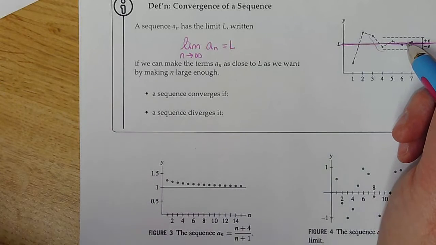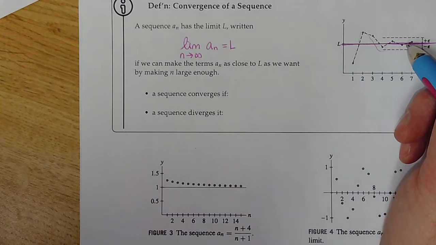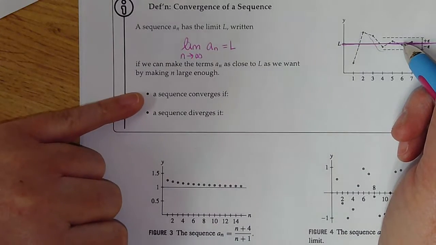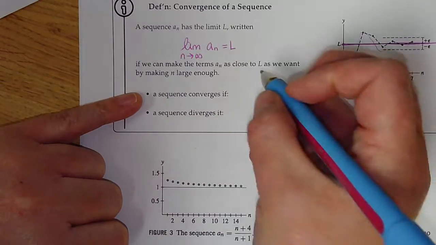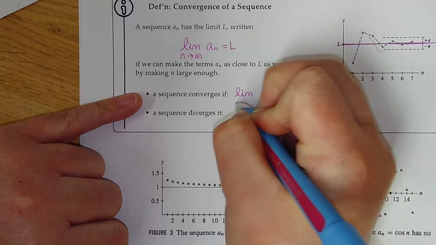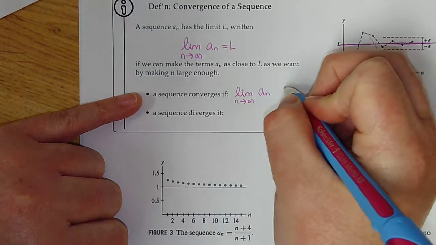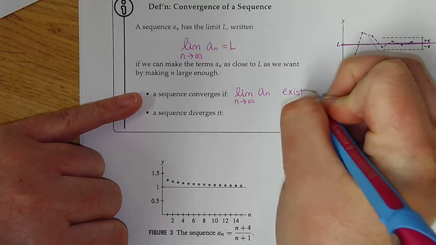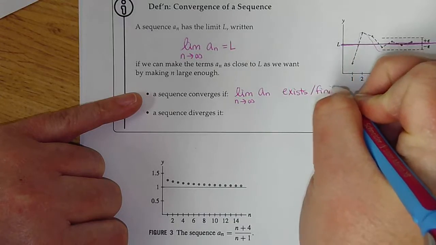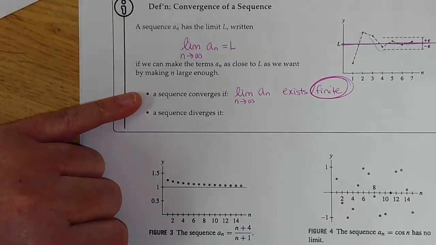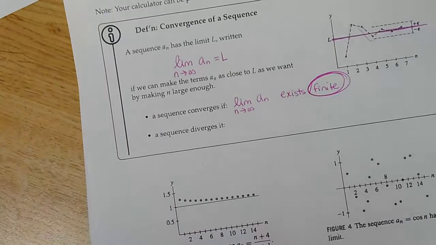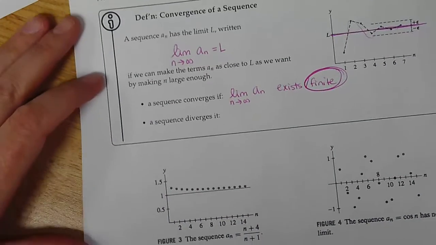The reason we're interested in the limit of a sequence is that that's going to tell us whether our sequence converges or diverges. We would say that a sequence converges if the limit as n goes to infinity of a sub n exists or is finite. Really that is the key thing we're looking for. If it doesn't exist, you're done and it diverges. But we need it to exist, and we also need it to be finite.